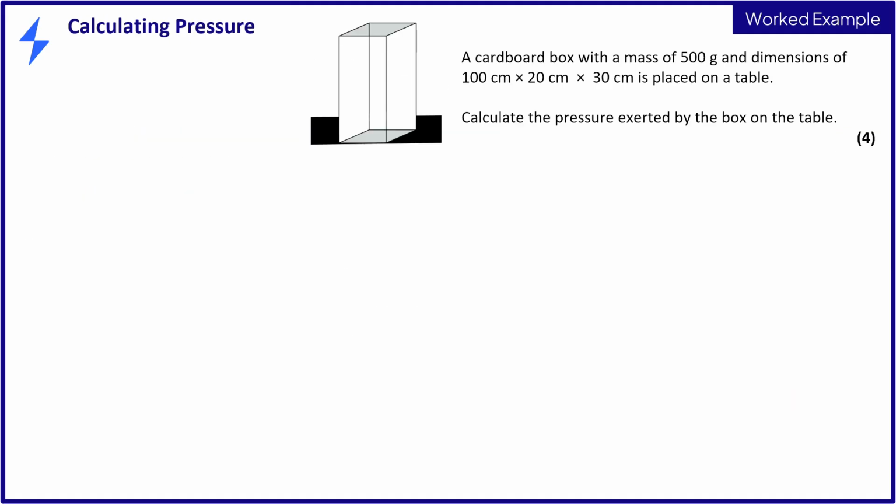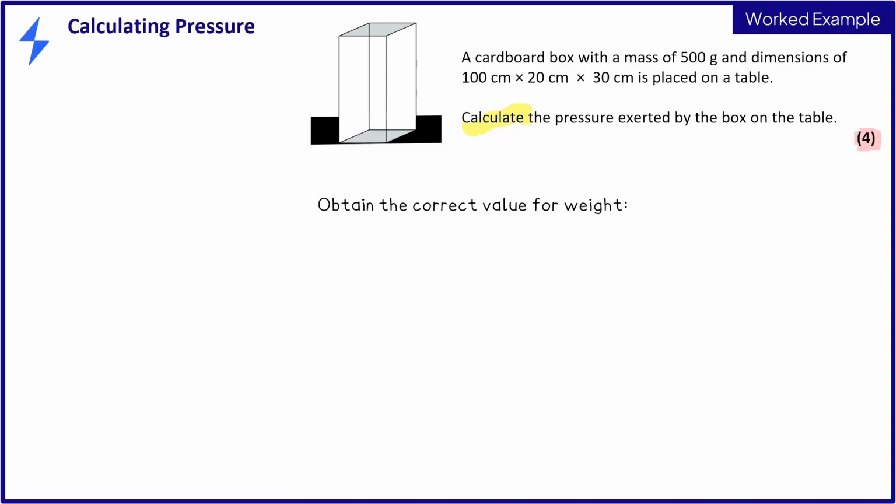You need to know how to calculate pressure in different situations too. Here, a cardboard box with a mass of 500 grams and dimensions of 100 centimeters by 20 centimeters by 30 centimeters is placed on a table. Calculate the pressure exerted by the box on the table for 4 marks.